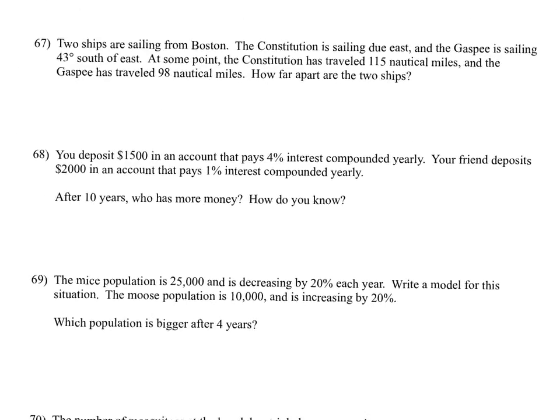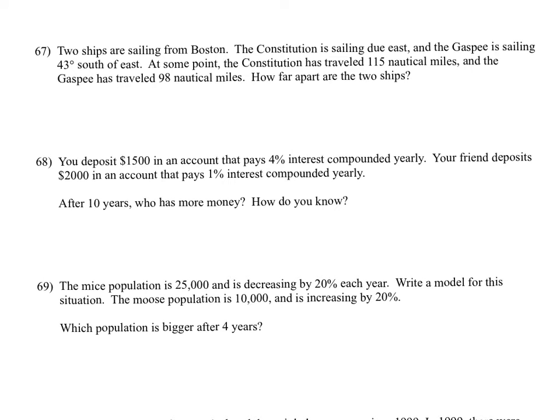We get two ships sailing from Boston, the Constitution and the Gaspee. The Constitution is sailing due east, so let's go in that way. We call B Boston, and the Gaspee is sailing 43 degrees south of east. So south of east is like that. Let's call that G. At some point, the Constitution has traveled 115 nautical miles, and the Gaspee has traveled 98 nautical miles. How far apart are the two ships?